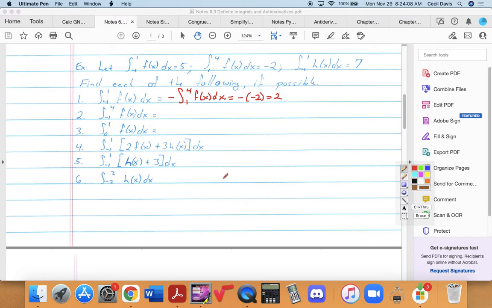All right, well, how are we going to get the integral from negative 1 to 4 of f of x dx? The integral from 1 to 4, yeah, go from negative 1 to 1. So what are we going to do with those? Add them together, yeah. It'll be the integral from negative 1 to 1 of f of x dx plus the integral from 1 to 4 of f of x dx. So that's 5 plus negative 2 is 3.